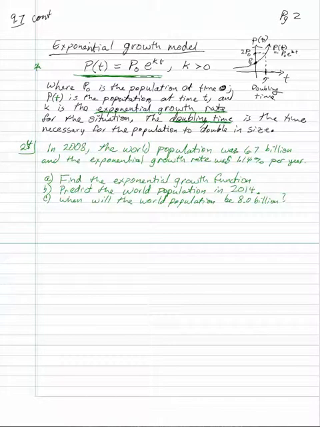Okay, so let's look at 24. It says in 2008 the world population was 6.7 billion and the exponential growth rate was 1.14% per year. We want to A, find the exponential growth function, B, predict the world population in 2014, and C, when will the world population be 8 billion. So we start out with just the general exponential growth model.